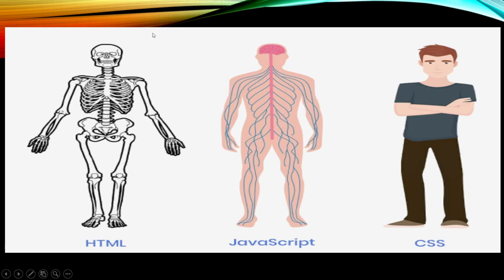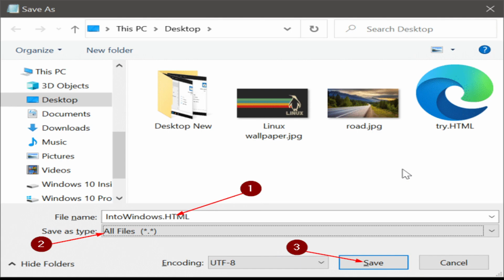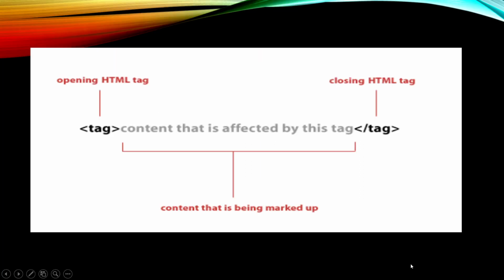So HTML is like a skeleton. How the website is designed is shown here. HTML is just like a skeleton, and CSS will do the styling, and JavaScript tells about how the website actually works. So how to save an HTML file? The dot extension, that is dot html, is given here, and save as type all files, and then save. These three simple steps.